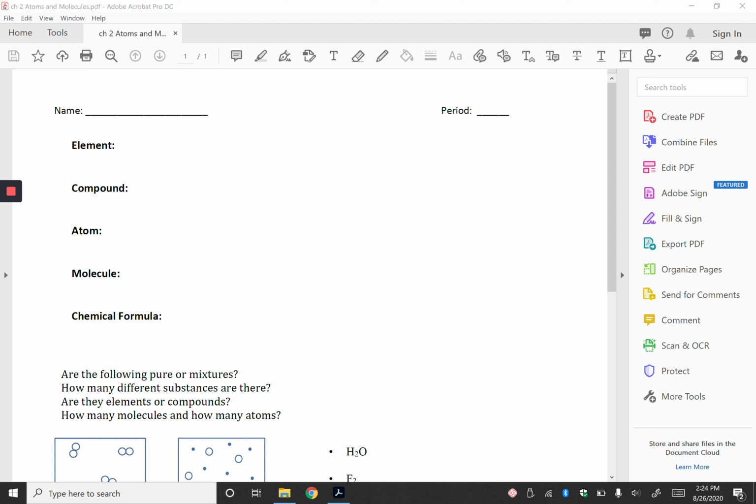An element, we already talked about what an element is. It's a pure substance that cannot be broken down by physical or chemical means. So let's write that down. A pure substance that cannot be broken down by physical or chemical means.